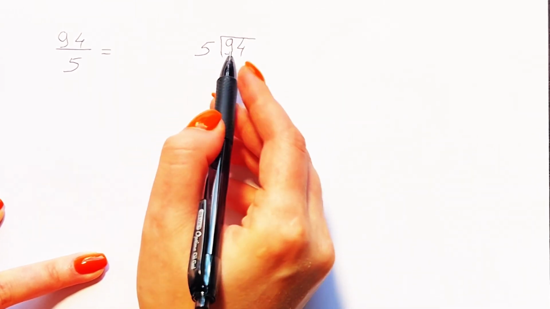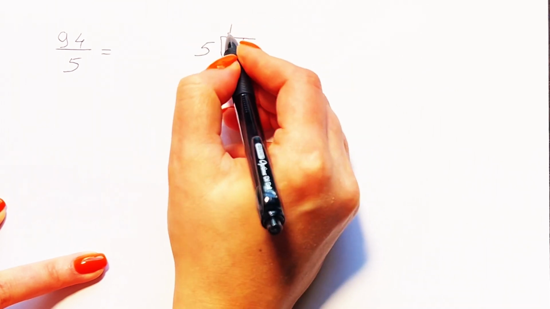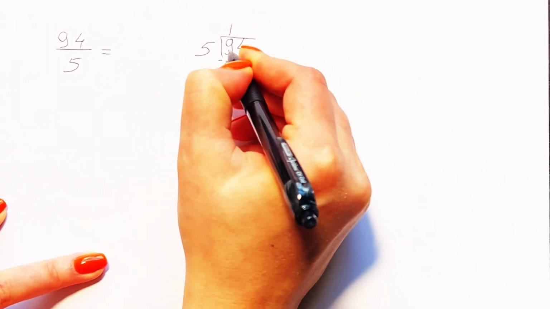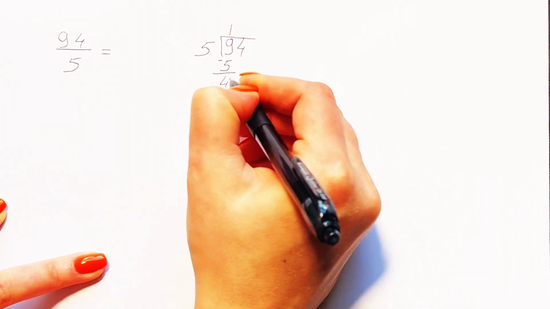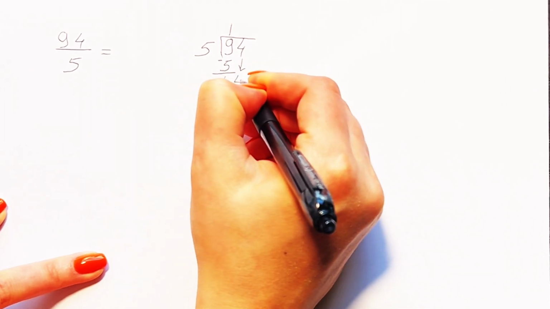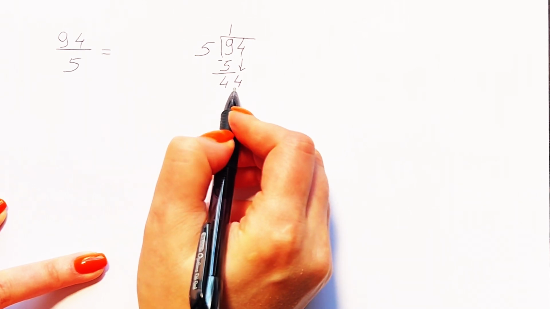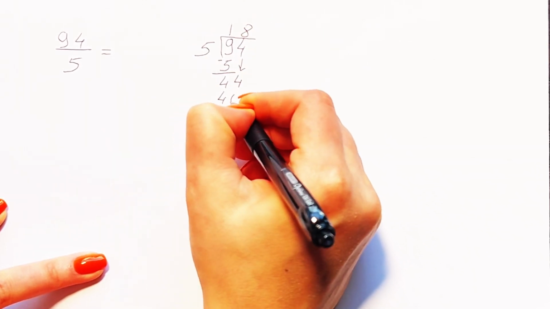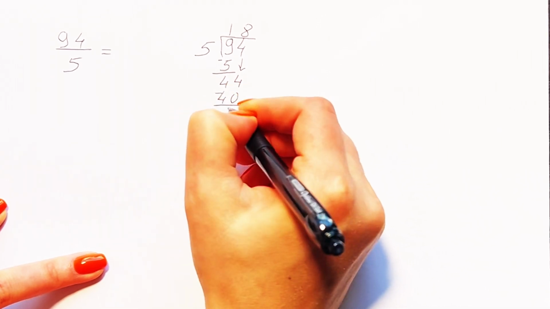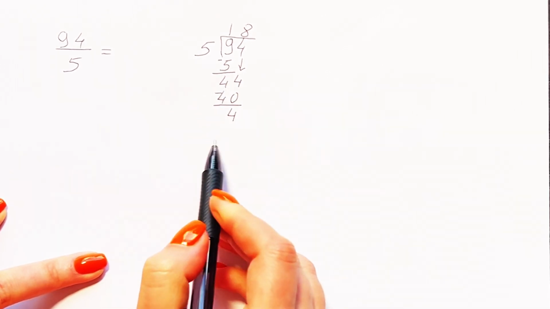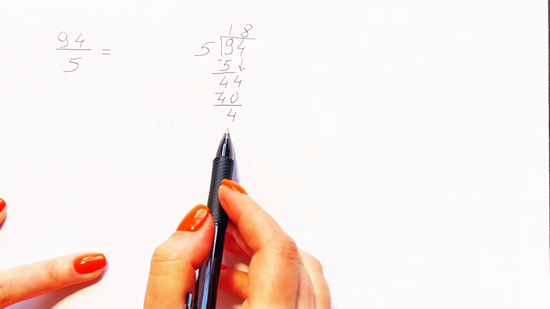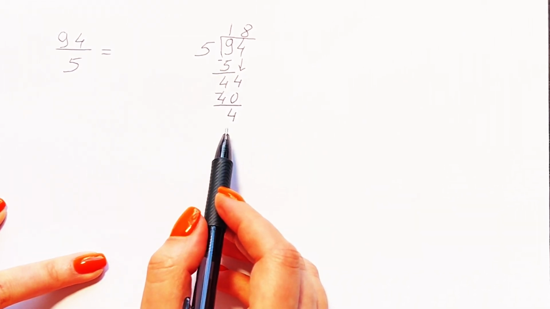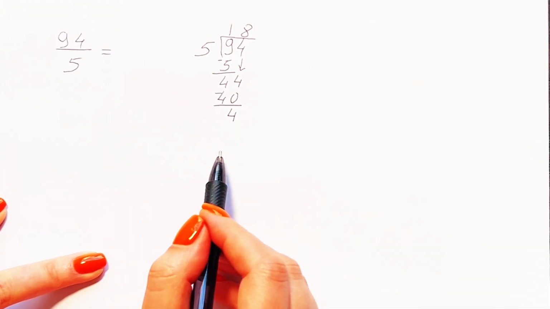5 goes into 9 one time. 1 times 5 is 5. I'm going to subtract to get the remainder. 9 minus 5 is 4. I'm going to bring down the next digit. 5 goes into 44, 8 times. 8 times 5 is 40. I'm going to subtract and get the remainder of 4. If I'm making it a mixed number, I'm going to stop here. You already know. If not, go ahead and check my previous videos.